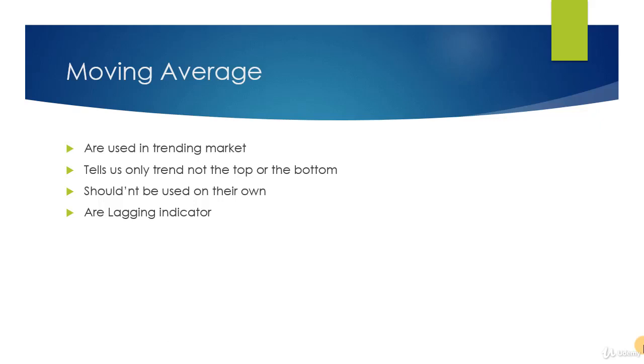So, use this indicator only when the stock is trending. Moving average helps us to know about price trend, but they don't tell us top or the bottom. Moving averages shouldn't be used on their own, but in conjunction with other tools. Disadvantage of moving average indicator is that they are trend following or lagging indicator. They signal late, but the advantages completely outshine the disadvantages.